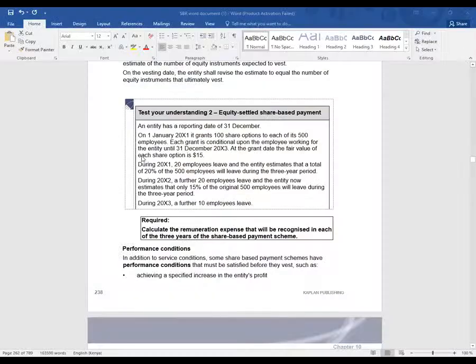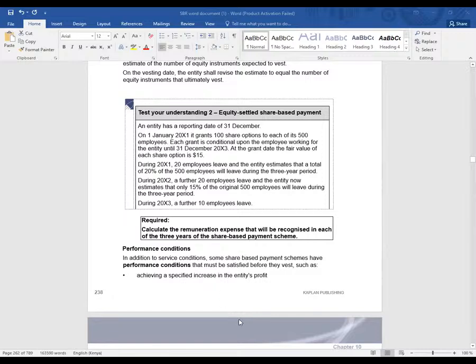You're told here, on 1st January 2021, it grants 100 share options to each of its 500 employees. Each grant is conditional upon the employee working for the entity until 31st December 2023. At the grant date, the fair value of the option is 15. During 2021, 20 employees actually leave. And the entity estimates that a total, and when they use that word total, even those 20 employees who left are within that total, of 20% of the 500 employees will leave during the 3 years.